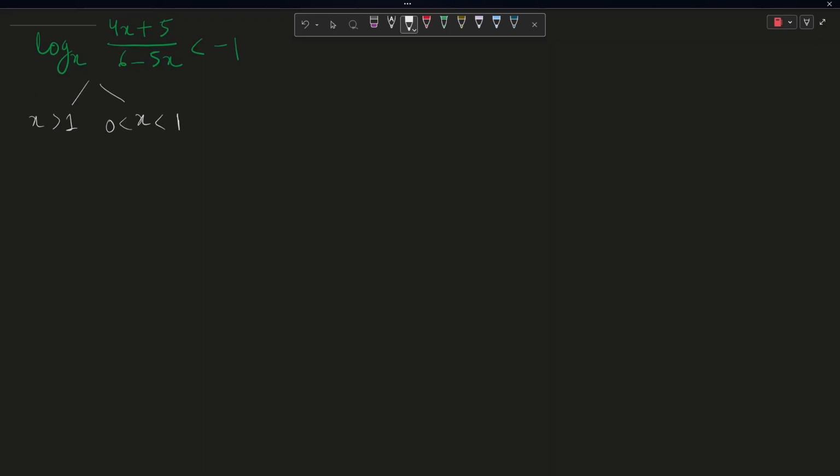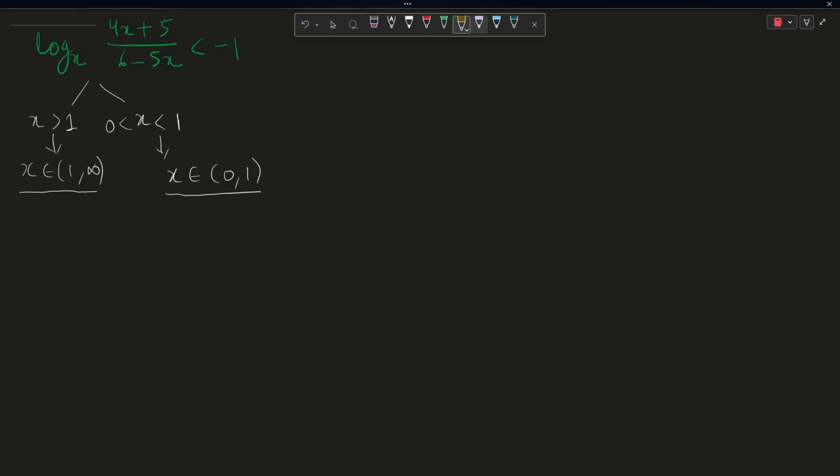So when the base is greater than 1, in that case we have x belonging to 1 to infinity. And when the base is in between 0 and 1, in that case we have the values of x belonging to 0 comma 1, both open intervals. Now we need to solve the inequality for both the cases, and after solving the inequality, we will proceed with our answer.